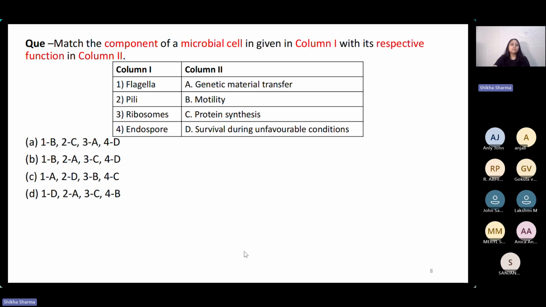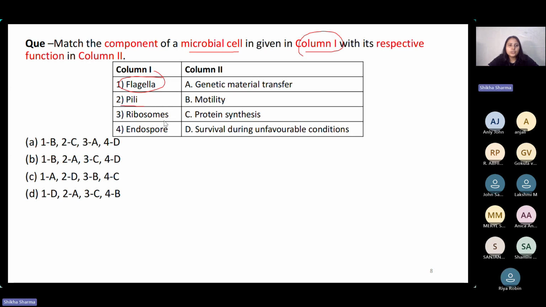Okay, let's move to this second question. Match the component of a microbial cell which is in column 1. So we have flagella, pili, ribosomes and endospores. They are the microbial cell components, and in column 2 we have the functions like genetic material transfer, protein synthesis or survival during unfavorable conditions. So we need to match here. Anyone who would like to answer this question?